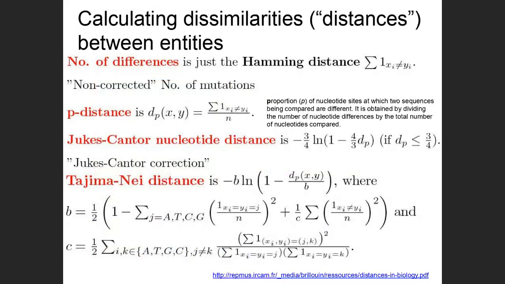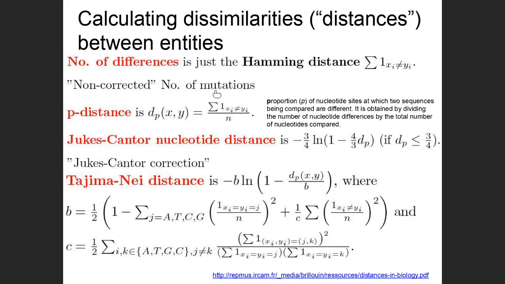All right, this is the slide that I told you we're going to go over. So this part is easy. The Hamming distance is just the count. So here are the different ways of calculating distance. The Hamming distance is the count. You align things, and then you count how many amino acids or nucleotides are different. So it's also called the non-corrected number of mutations.